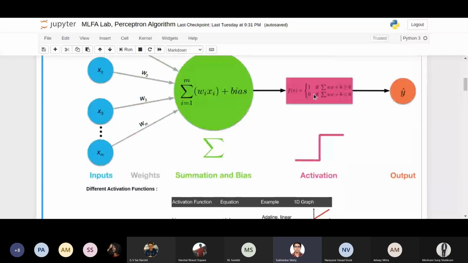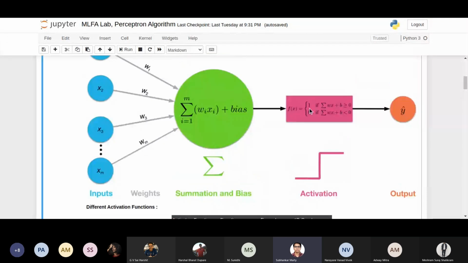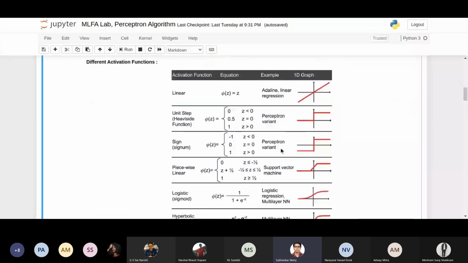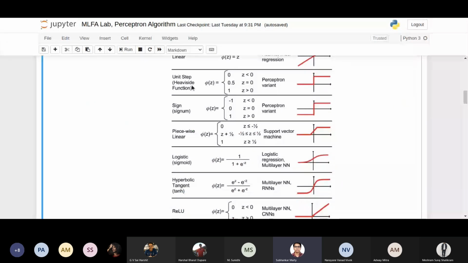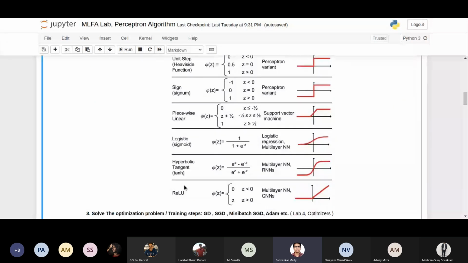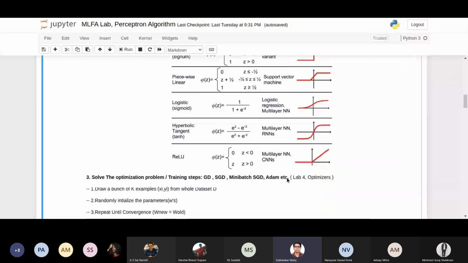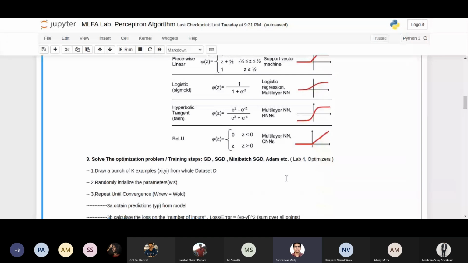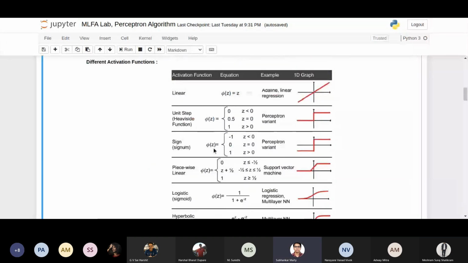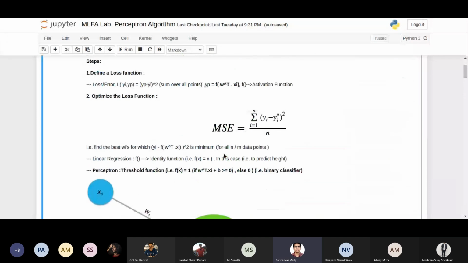So here the only difference is the activation function. If you use f(x) with a different activation function, then this whole network will act as a different algorithm. You can see that there are several activation functions like logistic, tanh, and ReLU. And nowadays, for multi-layer neural networks, this ReLU function is used, which was already discussed in Lab 4 on optimizers. So now let's start from the beginning.